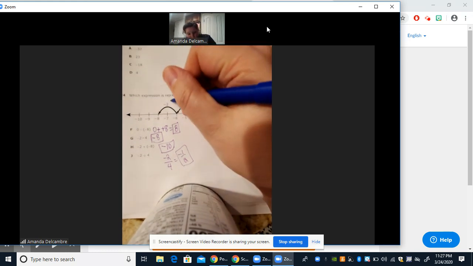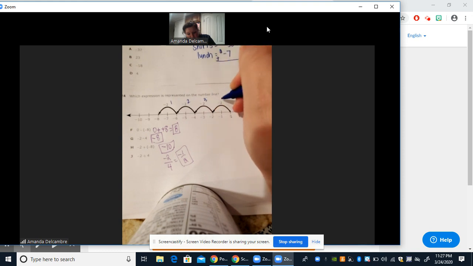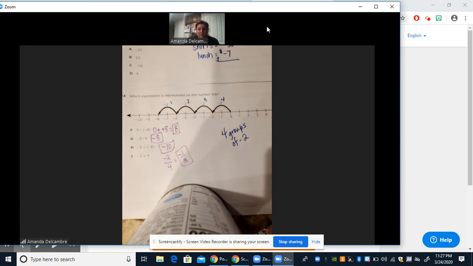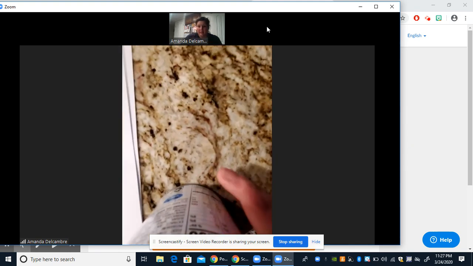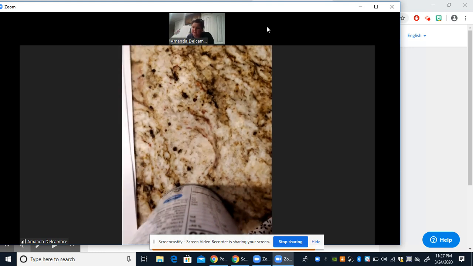On a side note here, we can look and we can say that we have 1, 2, 3, 4. So we have 4 groups of, and each one was negative 2. Well, which one shows me 4 groups of negative 2? It's another way you can look at that question. Okay. The last 2 that we're going to be doing.